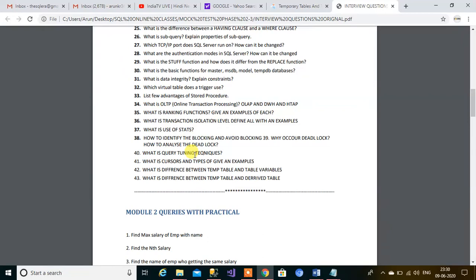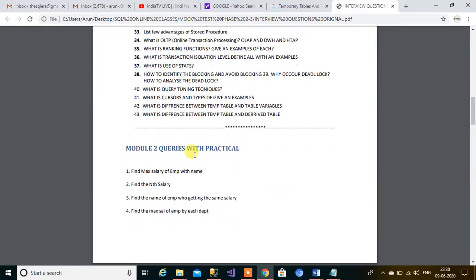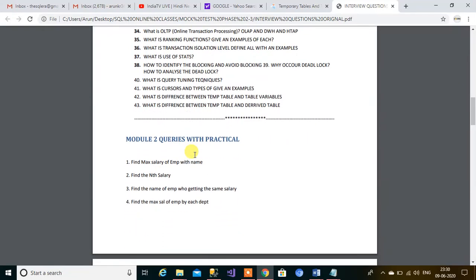Transaction isolation levels, and then the difference between temp table and table variables, and the difference between temp table and derived table. So these questions, 42, 43, are related to the advanced T-SQL development part.